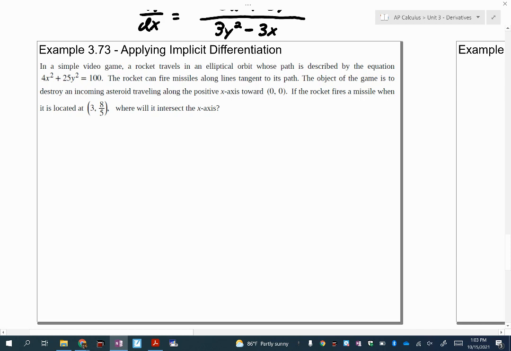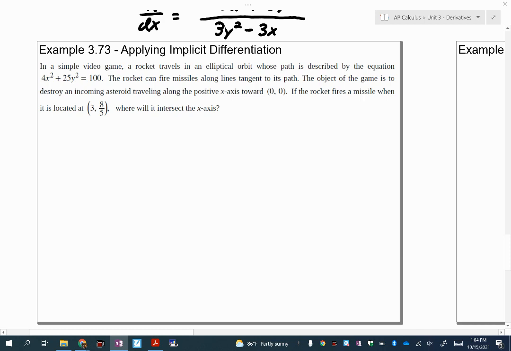So essentially, what I think of when I read this problem is they want me to find the line that's tangent to this ellipse, going through the point (3, 8/5). But the extra step, the thing we haven't done yet, is once we find that tangent line, we need to figure out where it's going to intersect the x-axis, because that's where the asteroids are traveling, on the x-axis.